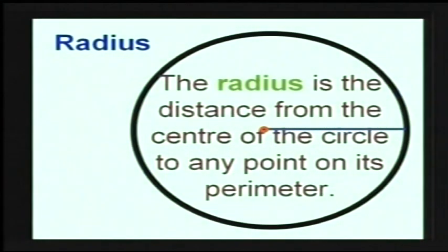Okay, class, the first part of the circle on the screen is called the radius. Radius is the distance from the center of the circle to any point on its perimeter. That's called the radius. The plural for the word radius is radii, R-A-D-I-I. When you have two radius, it's known as two radii, R-A-D-I-I.